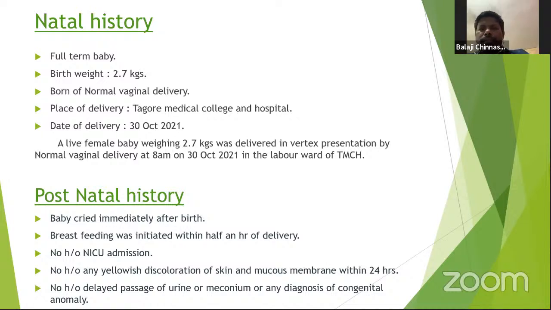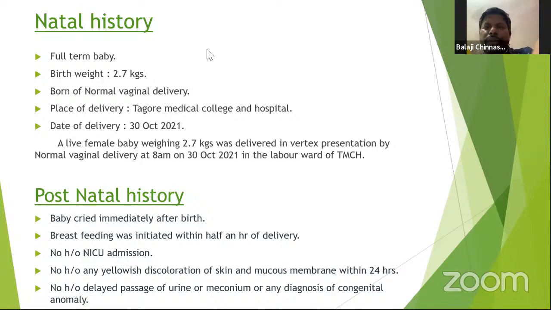So for place of delivery, we need to ensure whether the delivery was conducted by trained dais or not. And how was the labor period? We want to make sure whether everything went well, whether there was any prolonged labor. So what was the labor duration?